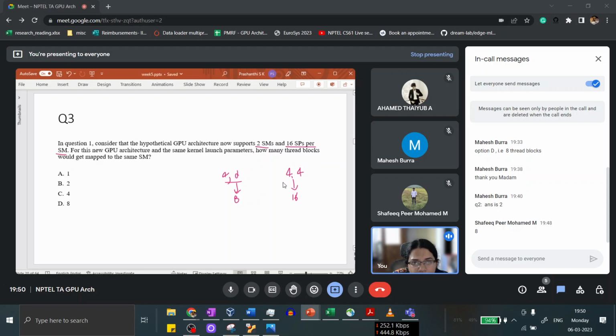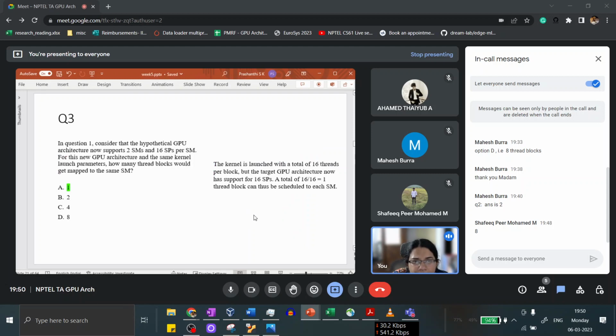Now there is no point in scheduling 2 blocks per SM because that would lead to 32 threads, but I only have 16 SPs. So all I'll do is schedule one thread block at a time to the same SM, right? Again, the implicit part here is at a time, not across the kernel. If you look at the total for the kernel, then the answer changes. I think that would be your next question, so I won't go into that already.